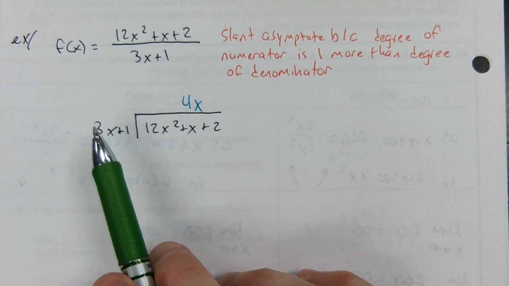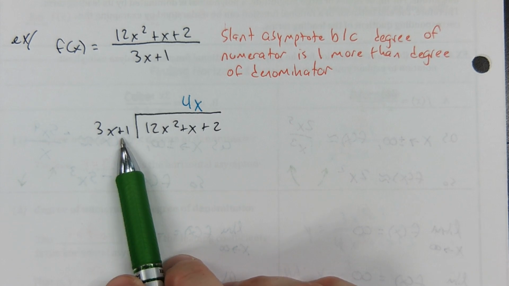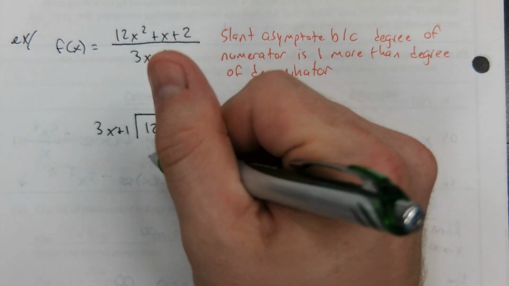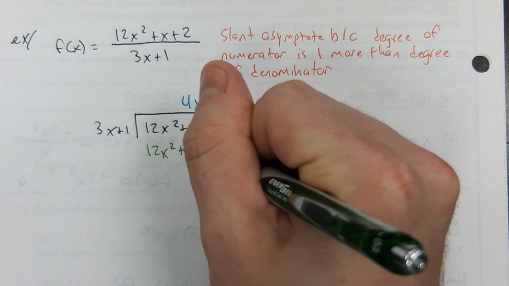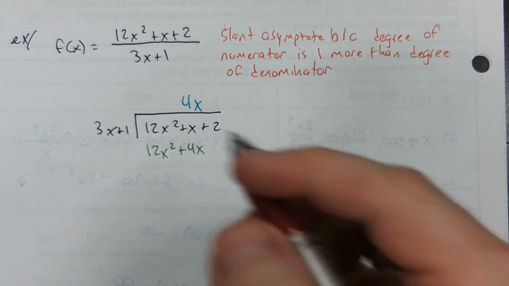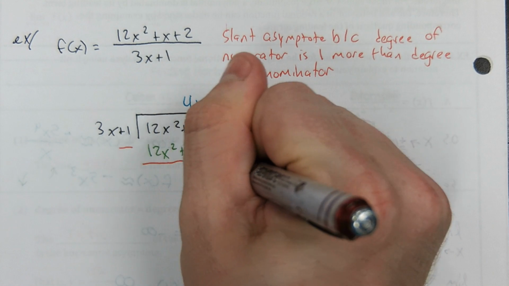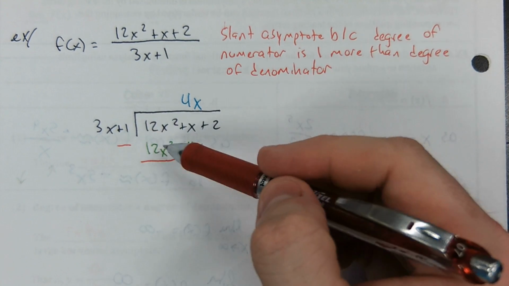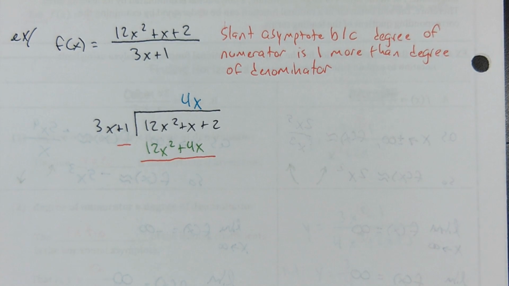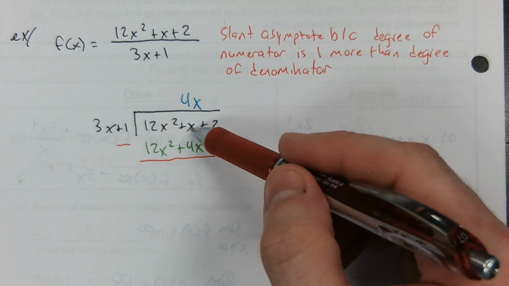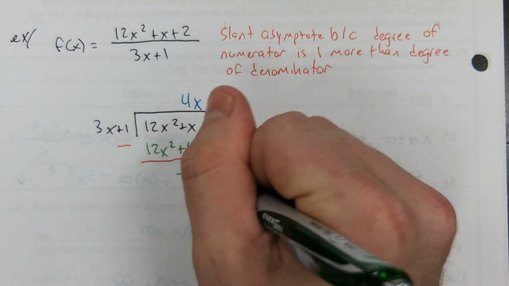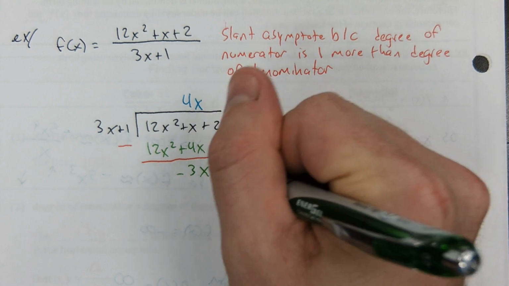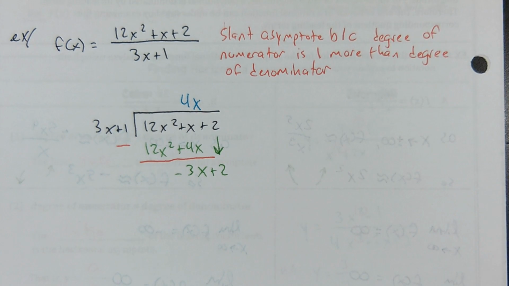You take the 4x and you distribute it to the divisor. So 4x times 3x gets me 12x squared. Good, they match. 4x times 1 is plus 4x. Just like regular long division, subtract straight down. 12 minus 12 is 0. That's what I needed. This is a 1x, 1 minus 4 is negative 3x. The 2 drops down like that.